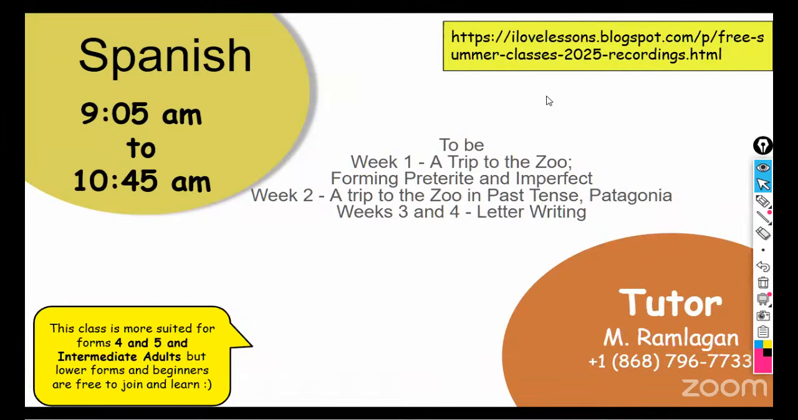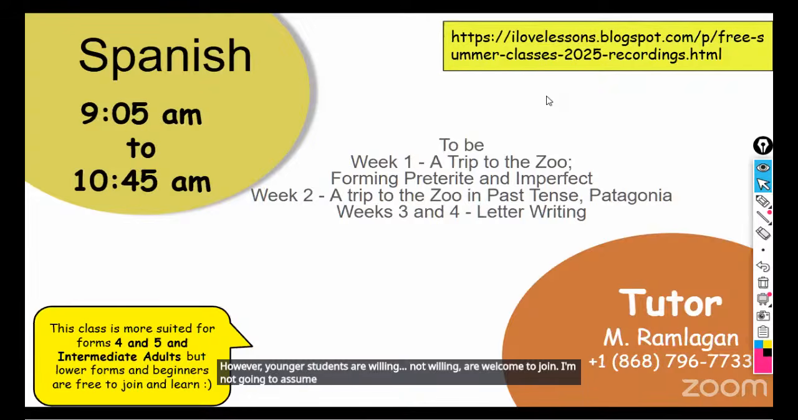The class again is really for higher Forms 4 and 5, and intermediate adults, meaning they've had some Spanish before, like a year of Spanish before, or a few months before. However, younger students are welcome to join. I'm not going to assume you know the grammar. We will go over the grammar. We just might be doing it at a faster pace.